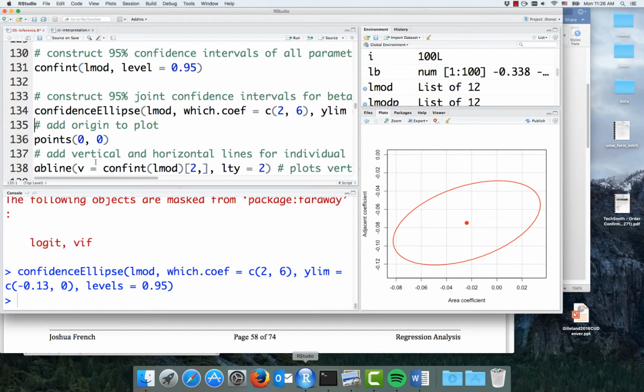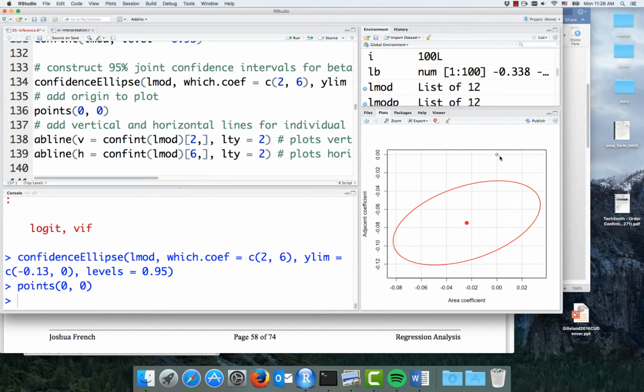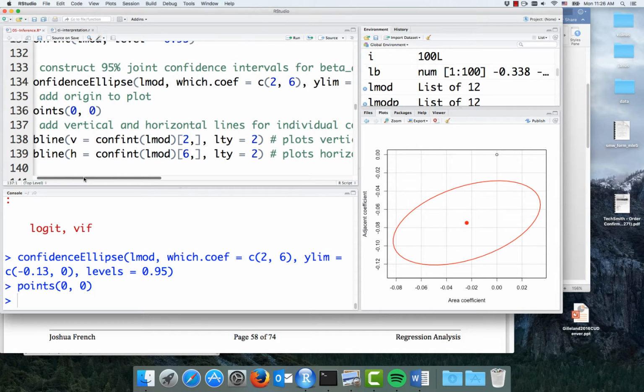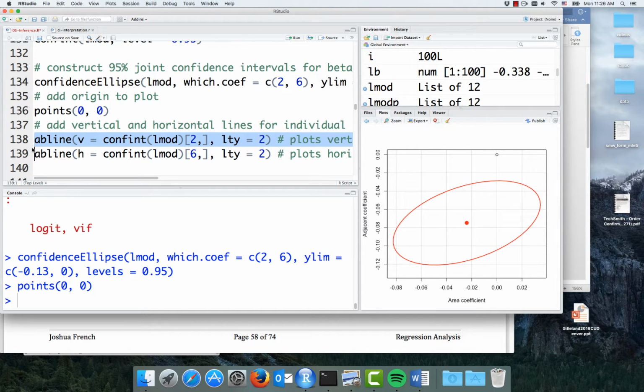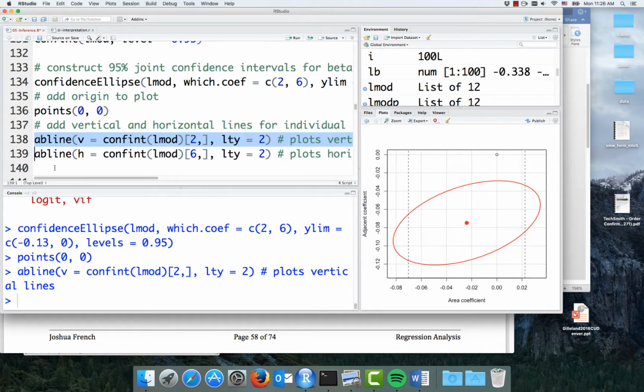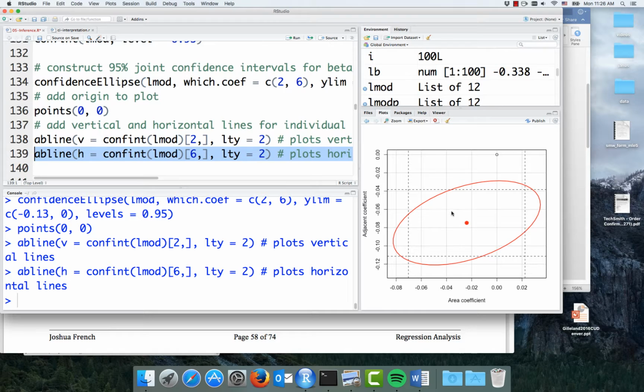So after I do that, I'm going to add the origin to the plot. So I'm going to use the points function. I'm going to add the point 0, 0, which is up here, and that's the reason why I actually extended the y-axis to include the value 0. And what I'm going to do here is I'm actually going to put vertical lines that correspond to the individual confidence interval for the area coefficient, and horizontal lines that correspond to the individual confidence interval for the adjacent coefficient. Okay, so this is the individual 95% confidence interval for area. This is the individual 95% confidence interval for adjacent.